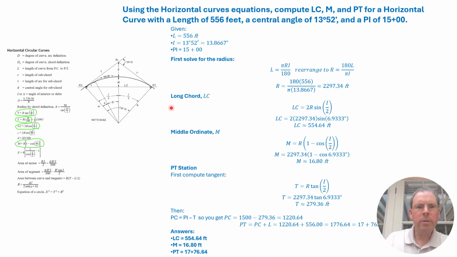And then to calculate the PT, it's going to be this PC plus L, the distance on the curve. So your PC, once again, is the 1220.64 calculated above, plus your length, which is given, 556, and that's going to equal 1776.64. You can put that into station 17+76.64.